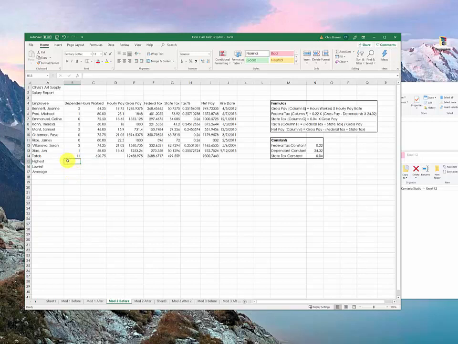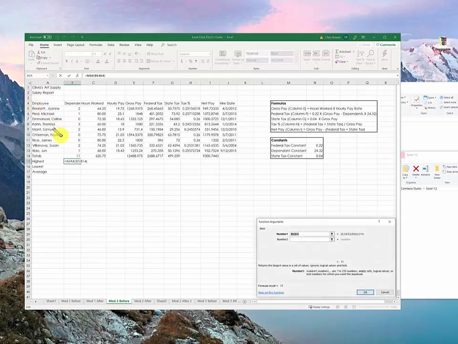So the highest is a statistical function, which is max. The lowest is a statistical function, which is min, and then we got the average, which is just the average. And again, we're going to have to be careful on what we select. So I'm going to start my formula again. Our highest is going to be max. I'm going to click this down arrow and see if I see a max, and there it is. So that's a function that I want to use.